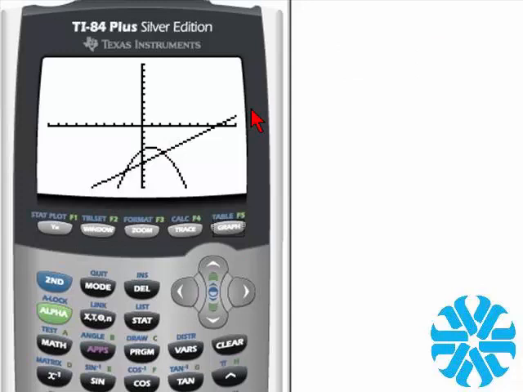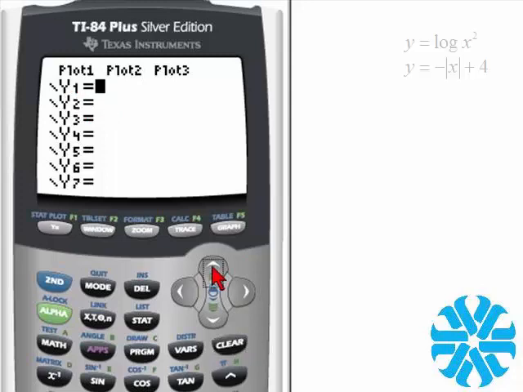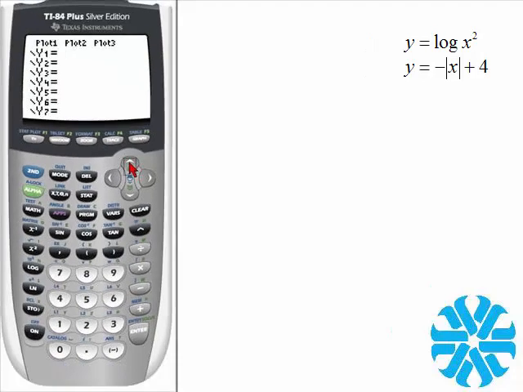Now for example number 2, let's graph two more functions. So let's go back into y =. To clear these functions out, we'll hit the clear button. Then we can move the cursor down to the next function and hit the clear button there. So let's move back up to the y1 function. Now we're going to input function number 1. So we're going to have y = log of x², then close the parenthesis.